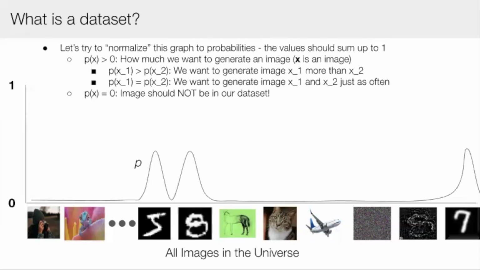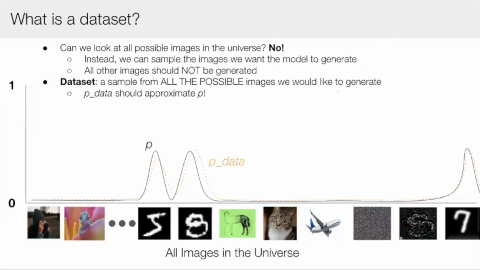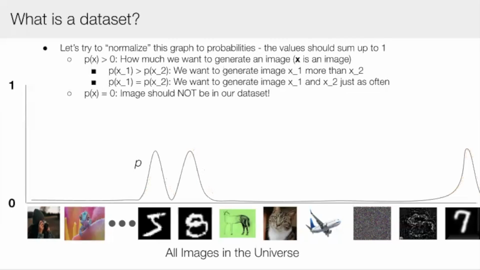Right now we're doing a binary: do we want this image or do we not want this image? So anything with a yes has an equal probability of being sampled. Okay, so now here's where we need a data set, because obviously we cannot look at all images that could be created. It's just not computationally feasible.